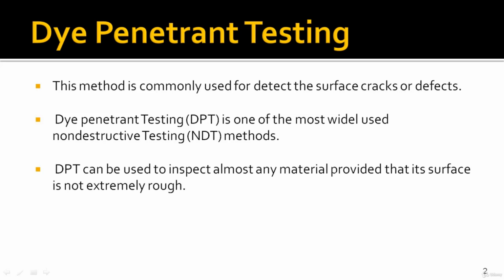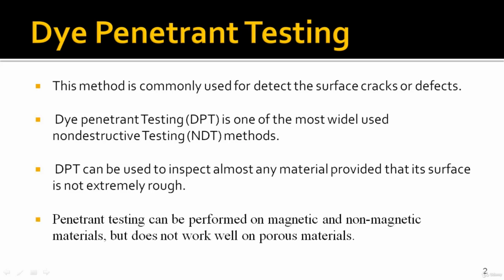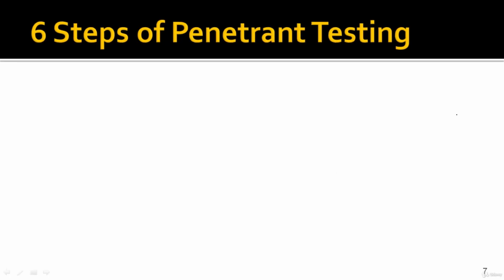Dye penetrant testing can be used to inspect almost any material, provided that its surface is not extremely rough. If the surface is not extremely rough and does not have porosity, then you can do it on any material. Penetrant testing can be performed on magnetic and non-magnetic materials but does not work well on porous materials. It means you can use it if the material is magnetic or non-magnetic, but as I told you, you cannot use it on porous materials.